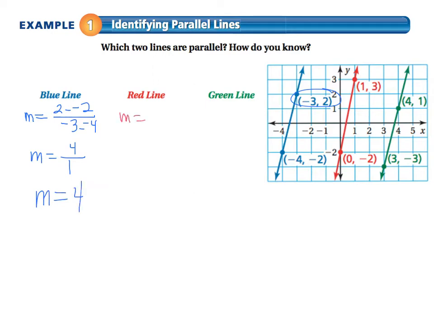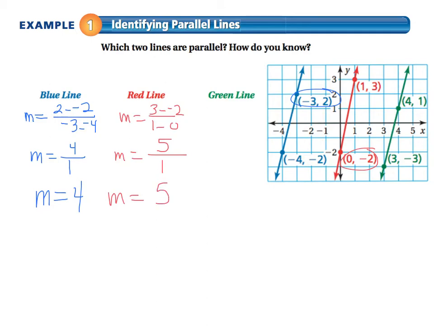Now the red line, if I subtract my y's, 3 minus -2 over 1 minus 0. Now once again, you could start with the one down here and subtract the top, but it will eventually give you the same answer. This gives me 5 over 1, so the slope of the red line is 5. 5 divided by 1.